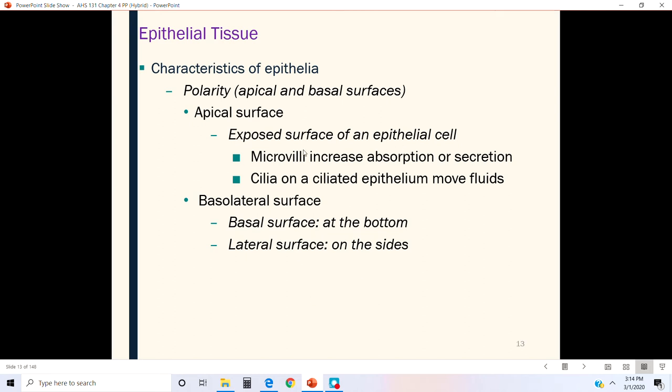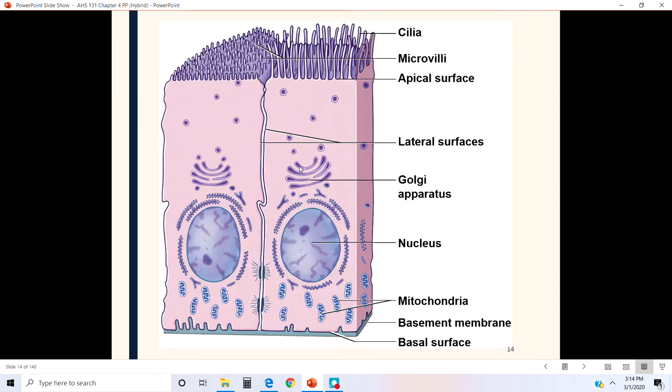Before I go with microvilli and cilia, let's go to this picture here. So basically here we're seeing two epithelial cells. This top part here is the apical surface. At the bottom is the basal surface, and then the sides over here would be the lateral surface. So apical up top, you follow my cursor right there, basal down over here, and then lateral right there.